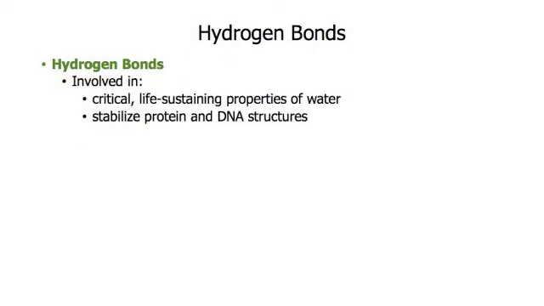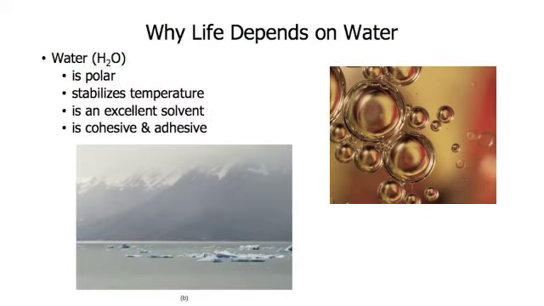Moving on to the next slide, hydrogen bonds are involved in the critical life-sustaining properties of water, and they also help to stabilize protein and DNA structures. So let's discuss a little bit why life depends upon water. Life on Earth began in water and evolved there for 3 billion years before spreading onto land. Modern life, even land-dwelling life, is still tied to water.